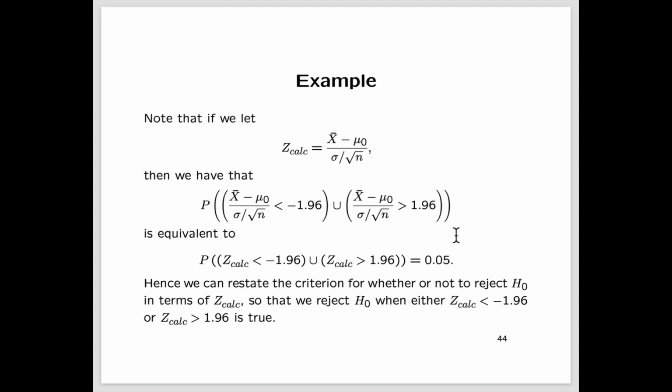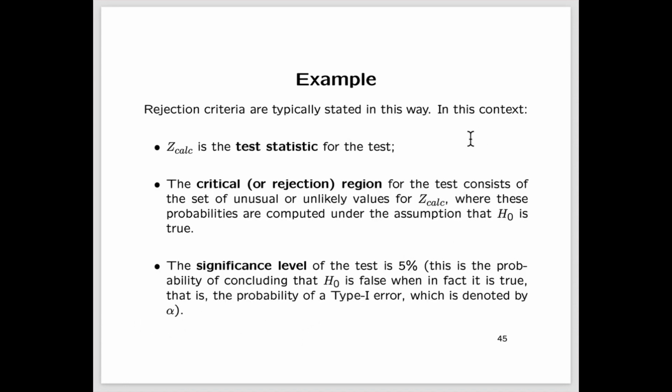And so we can restate the criterion for whether or not to reject the null hypothesis in terms of zcalc rather than x bar, so that we reject the null hypothesis when either zcalc is less than negative 1.96 or zcalc is greater than positive 1.96. Expressing the rejection criteria in this way is a little bit cleaner and simpler when we go to working problems. And I would just say again that the rejection criteria are typically stated in this way.